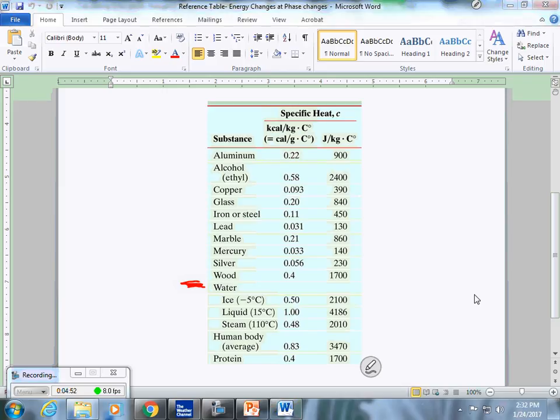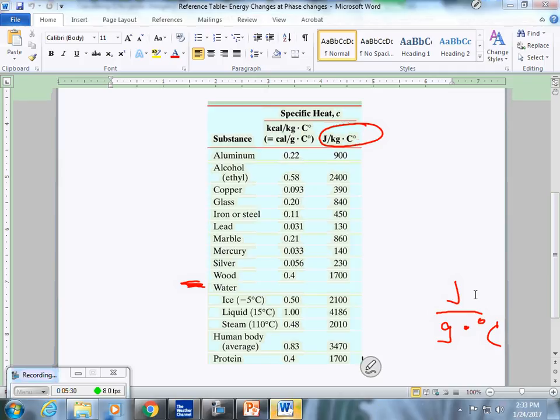Now, the problem with this specific table is my label right here. I can see that everything in this column is labeled joules per kilogram times degrees Celsius. Well, that's not what I want, because when I'm doing these calculations, I want my label to be joules per gram, not kilogram. So here is what I want: joules over gram times degrees Celsius.